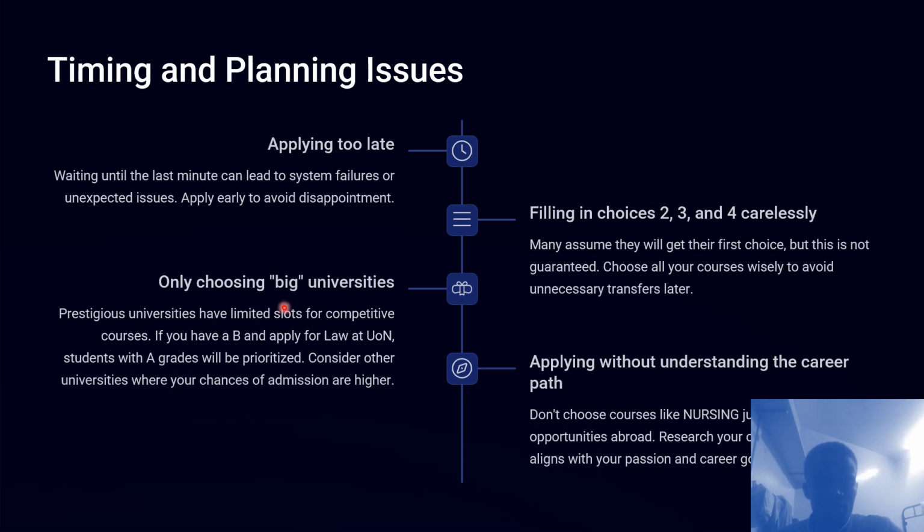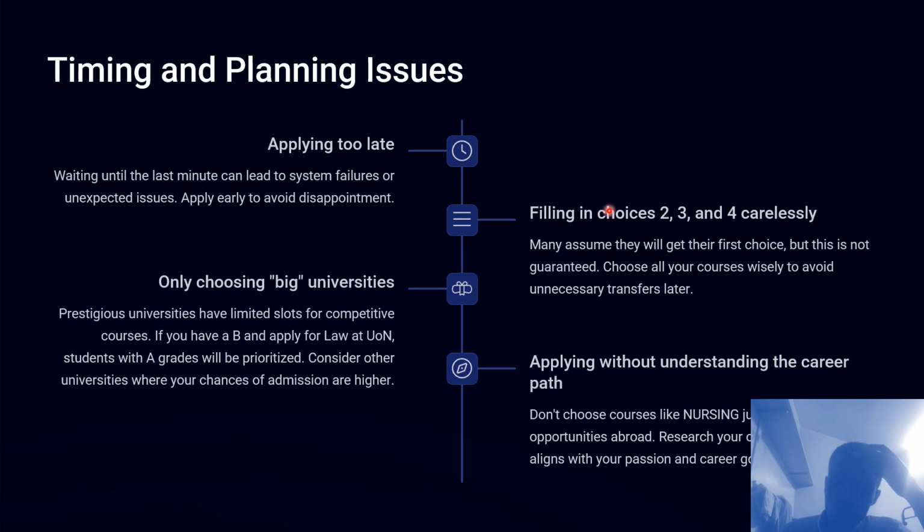So if you have a B and apply for law, students with a higher grade will be prioritized. That's okay. Also, we have another problem in filling in choices. We have choice 2, 3, and 4. Most people fill these places carelessly, as many assume they will get their first choice, but this is not guaranteed.